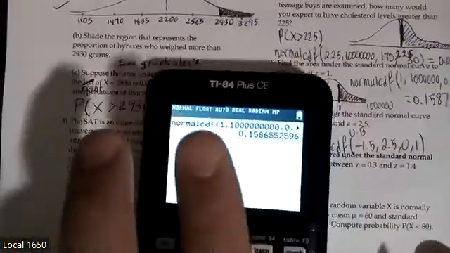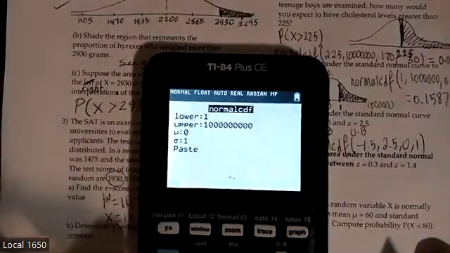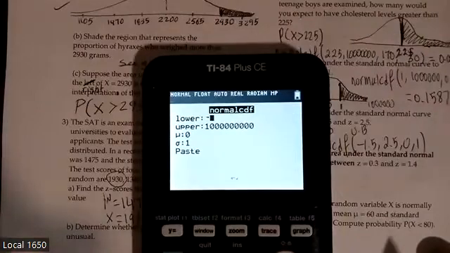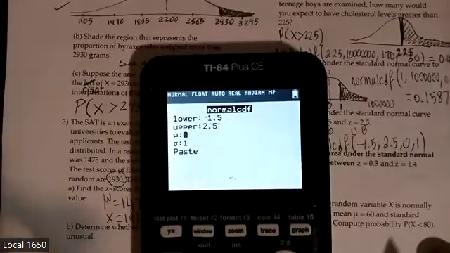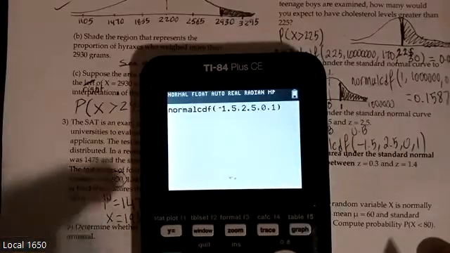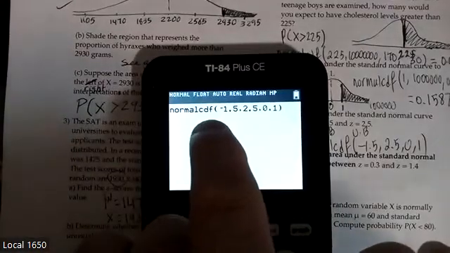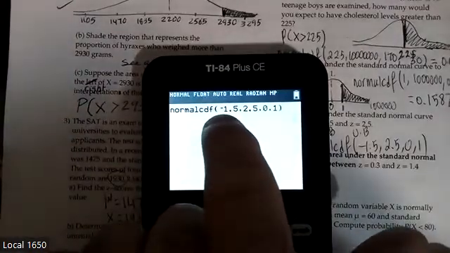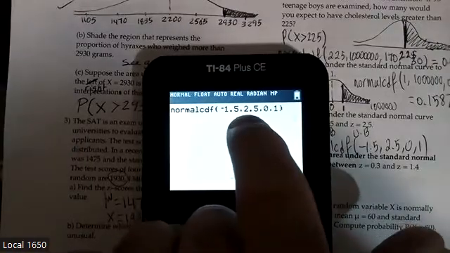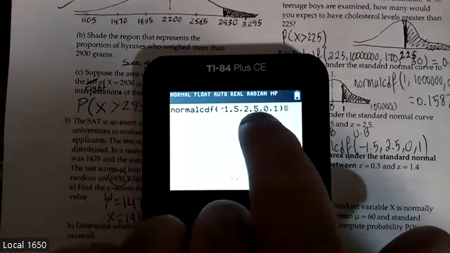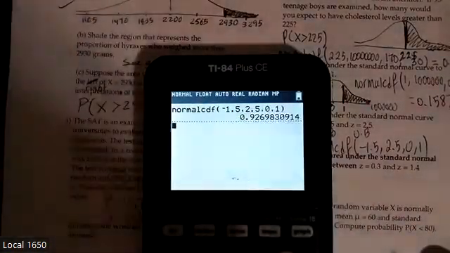If you have, guys, an older calculator, you might not get this screen. So lower is negative 1.5, upper is 2.5, and this is the screen that students will get. Some students are going to get normal CDF and open parentheses. So if you get this screen, you enter negative 1.5 as a lower bound, comma, 2.5, then a comma, 0, then a comma, and then 1, and then enter. And here's the answer.